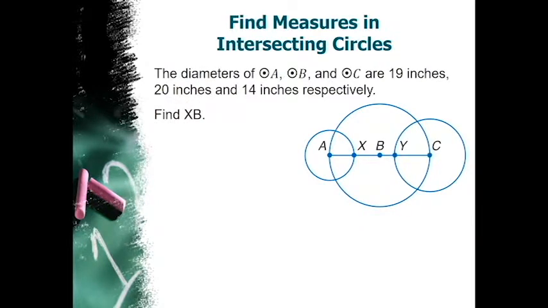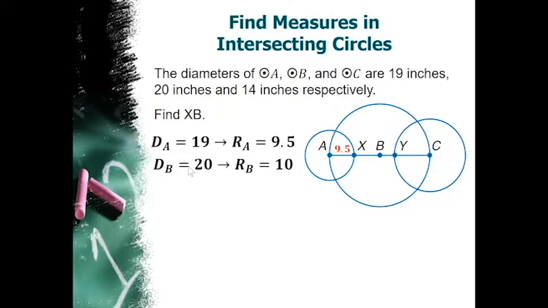In this example, we're looking at 3 intersecting circles. We have circle A, circle B, and circle C, which have diameters of 19 inches, 20 inches, and 14 inches respectively. Our goal on this problem is to find the length of XB. XB is right here, the distance from here to here. If we look at the diameter of A, this circle right here, it is 19, which means we have a radius of 9.5. Half of 19 is 9.5. So this length here is 9.5.